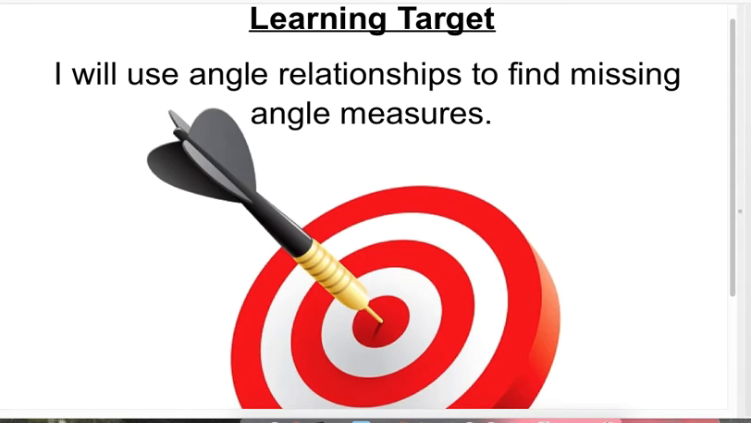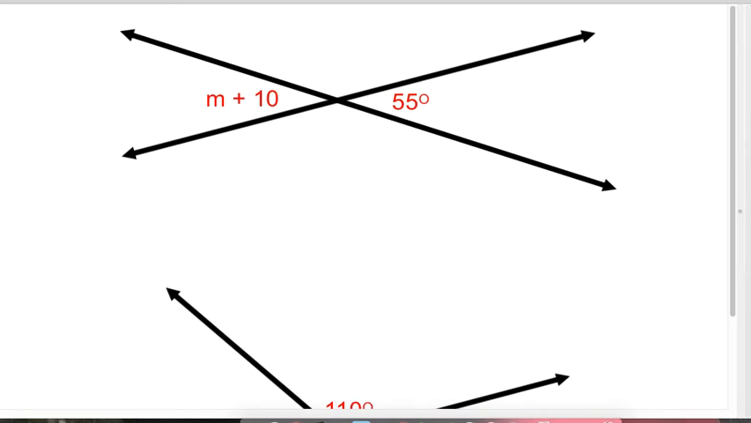I don't expect this is going to be a very long video. Here's a nice design at the top of the screen. We have two intersecting lines, and you can see that on the left side we have an expression m plus 10. And then in the angle on the right-hand side, we see that it is labeled at 55 degrees. So my task, in this example, is to figure out the value of m.